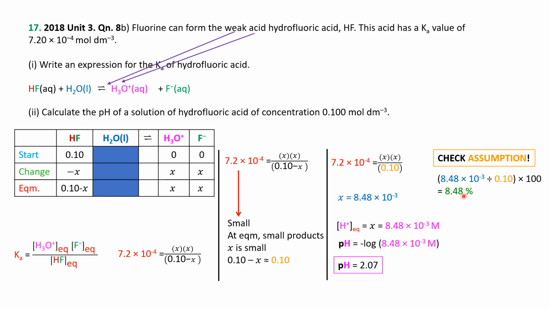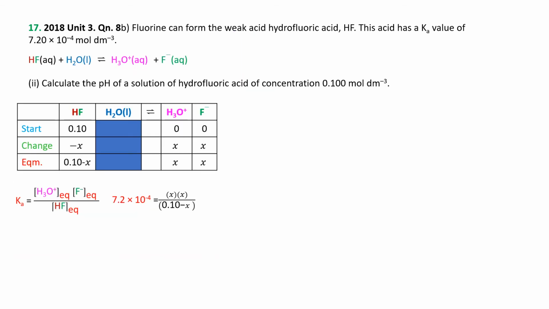So what we have to do, if we're going to do this properly, and I should emphasize this would be the A-level answer, but if you are a true chemist, you would look at this error, 8.48%, and say, let me do this properly. And properly requires that you solve the quadratic equation. You don't forget this minus x.